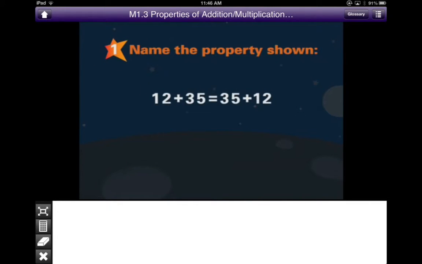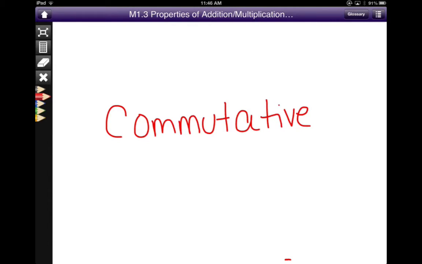In problem 1 of your lesson notes, name the property shown. Okay, take a look at this problem. 12 plus 35 equals 35 plus 12. Hopefully you answered yourself when you were taking notes. Hopefully you wrote an example down, and hopefully you would write that that is the commutative property. That should be the commutative property of addition.